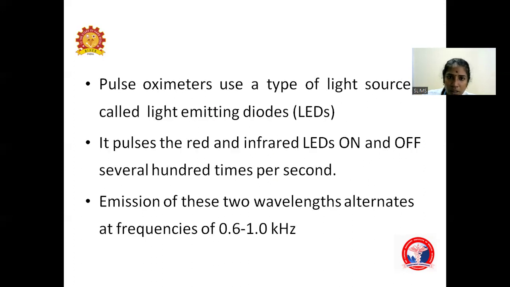The pulse oximeter uses a type of light source called light emitting diodes. I'll be using the abbreviation LEDs, for light emitting diodes. It pulses the red and the infrared LEDs on and off several times per second. So once it is on or off, we have alternate red and infrared light, and as the blood flows, we have alternate on and off of the red and infrared transmission. The emission of these two wavelengths alternates at a frequency of 0.6 to 1 kilohertz.